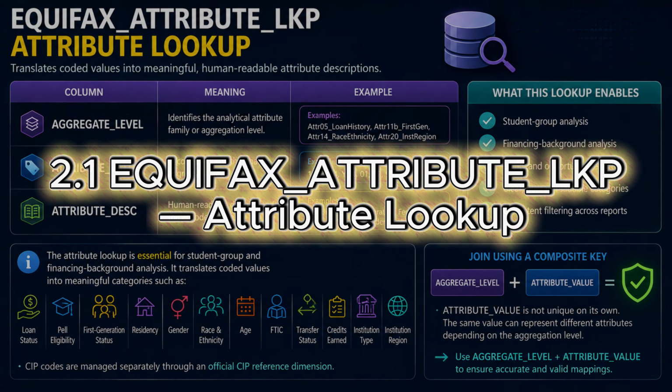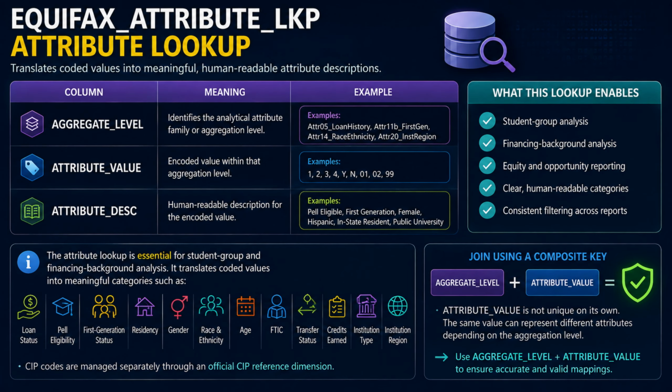Equifax Attribute Lookup. The attribute lookup is essential for student group and financing background analysis. It is for non-CIP analytical and financing attributes and translates coded values into meaningful categories such as loan status, Pell eligibility, first-generation status, residency, gender, race and ethnicity, age, FTIC, transfer status, credits earned, institution type, and institution region. CIP codes are managed separately through an official CIP reference dimension.